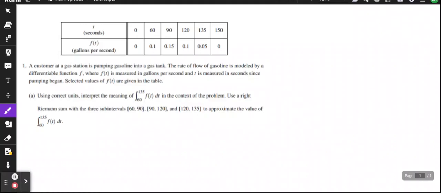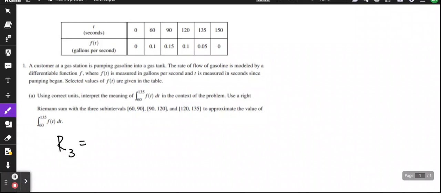The rest of part A is asking us to use a right Riemann sum with the three subintervals 60 to 90, 90 to 120, and 120 to 135 to approximate the given integral. So we know that the differences for 60 to 90, 90 to 120, and 120 to 135 are not all the same. So when we're going to do R sub 3, we're going to do each interval separately.